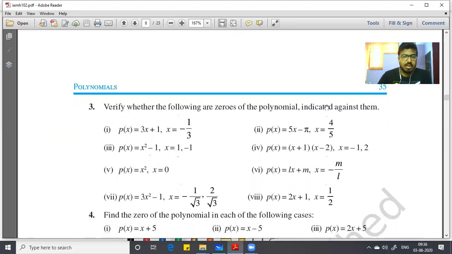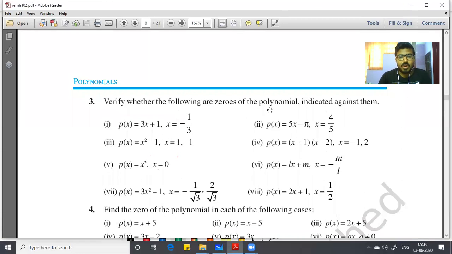Okay, now verify whether the following are the zeros of the polynomial, indicate against them. Okay, so आपको यहाँ पर p of x भी दिया हुआ है. Okay, p of x दिया हुआ है और x का वैल्यू भी दिया हुआ है. अगर ये x का वैल्यू आप सब्स्टिट्यूट करते हो और आपको रिमाइंडर 0 मिल रहा है, देन इट इज अ zero. अगर रिमाइंडर 0 नहीं मिल रहा है, तो इट इज नॉट अ zero.